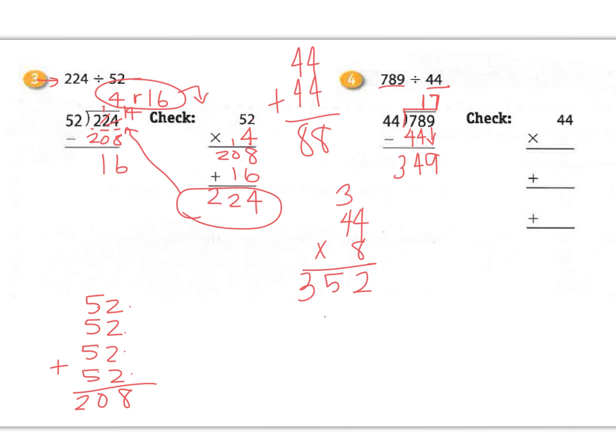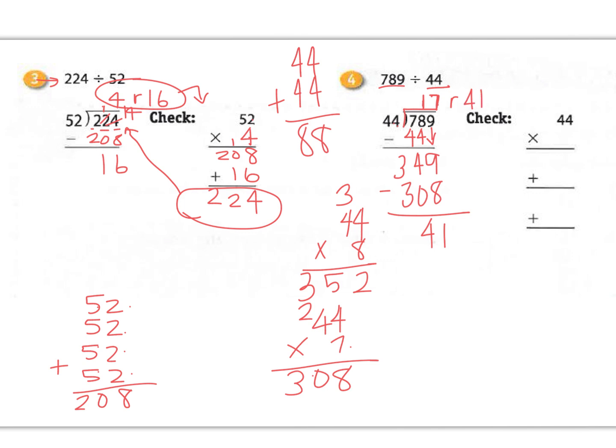So let's do 44 times 7. 7 times 4 is 28. 7 times 4 is 28 plus 2 is 30. So then 7 times 44 is 308. And then we subtract that. 9 minus 8 is 1. 4 minus 0 is 4. 3 minus 3 is nothing. Okay. Well, now look, 44 does not go into 41. So we have a big remainder.